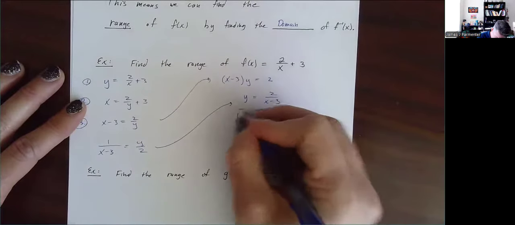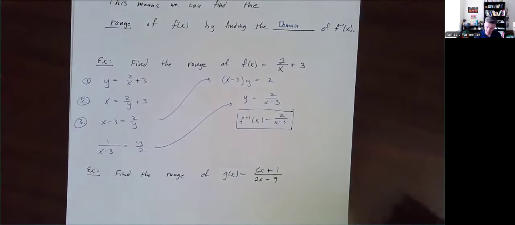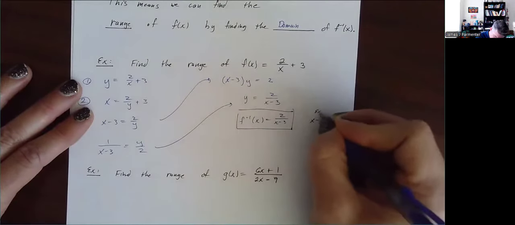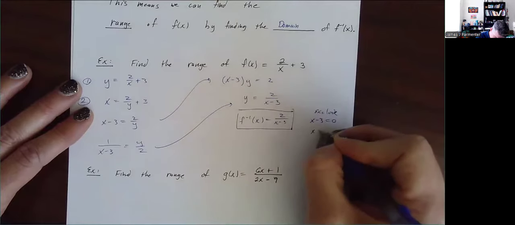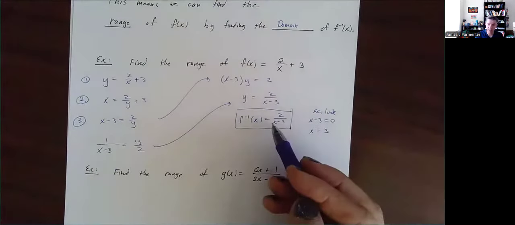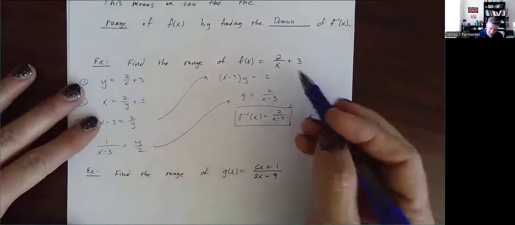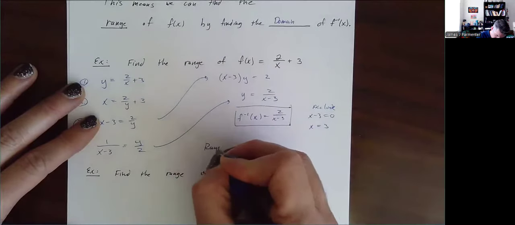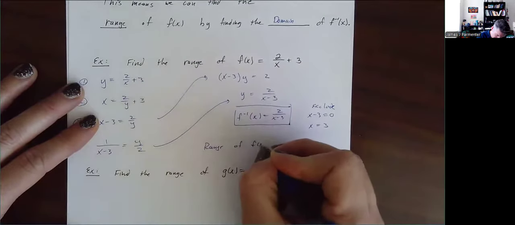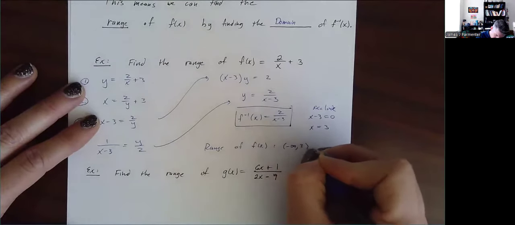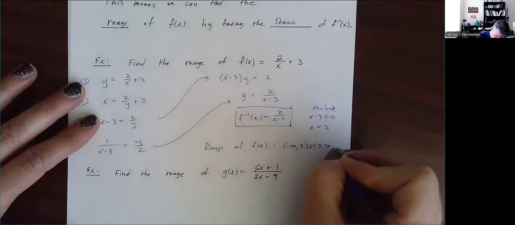And we can see that the only problem value of x is x equal to 3, right? If we set x minus 3 equal to 0, we want to exclude x equal to 3. So 3 is excluded from the domain of the inverse, which means 3 is excluded from the range of the original function. So the range of the original function f of x is everything except for 3. It's negative infinity to 3, union 3 to infinity.